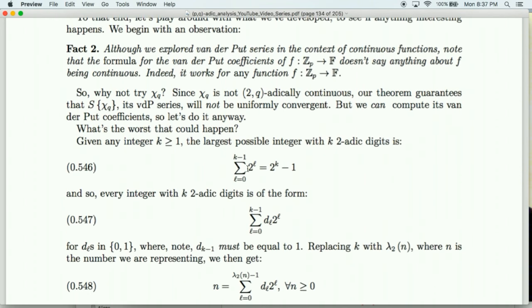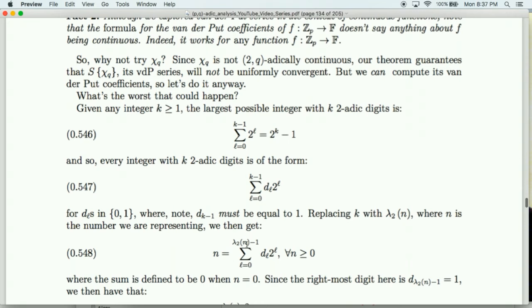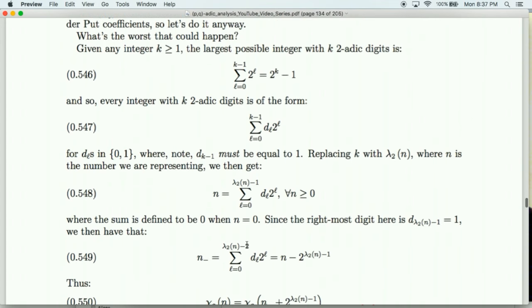So given an integer k, the largest possible integer with k two-adic digits is 2 to the k minus 1. And so every integer with k two-adic digits is hence a series of this form, where again, note that the last digit, d_{k-1}, must be equal to 1. So we can replace k with lambda 2 of n, because that's the number of digits in n. We then get that n is a sum from l equals 0 to lambda 2 of n minus 1 of d_l 2 to the l. The rightmost digit here is d_{lambda 2 of n minus 1}. So by this, and because we're specifically in the two-adics, we know that the leading term must be 1. So n minus is going to be n minus 2 to the lambda 2 of n minus 1.